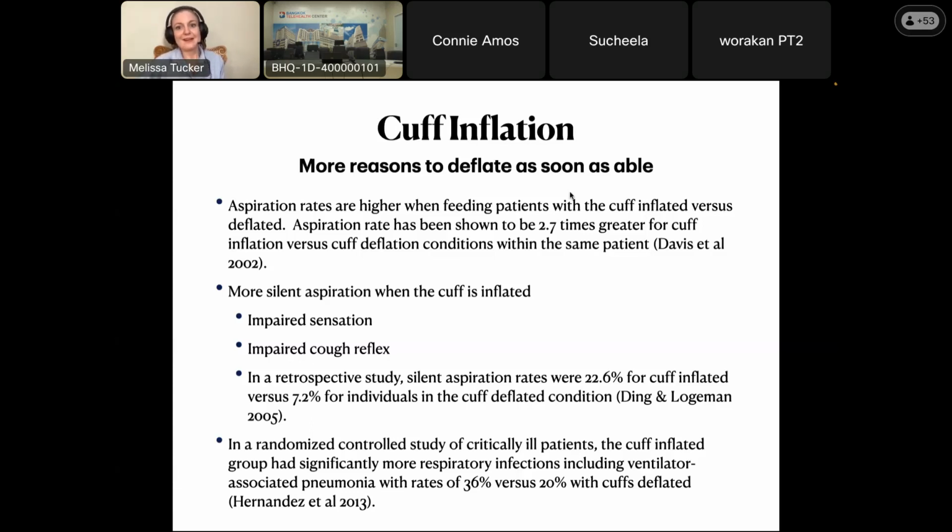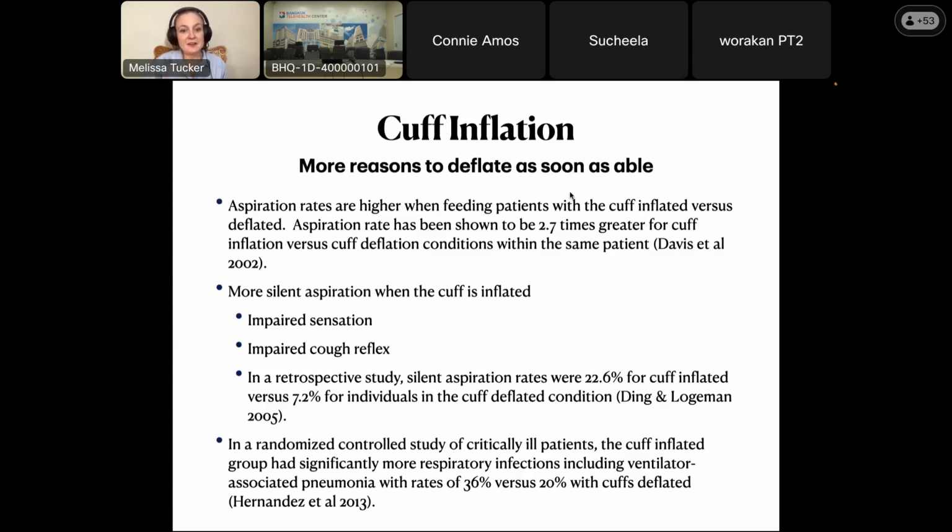There are, again, a number of studies that show that cuff inflation versus cuff deflation in the same patient increases the risk of aspiration. There's also more silent aspiration when the cuff is inflated. The most likely causes for that are impaired sensation in the upper airways. If the patient's not getting airflow, they're not able to feel that there's penetrated material in the larynx. Also, their cough reflex is impaired, like we talked about earlier.